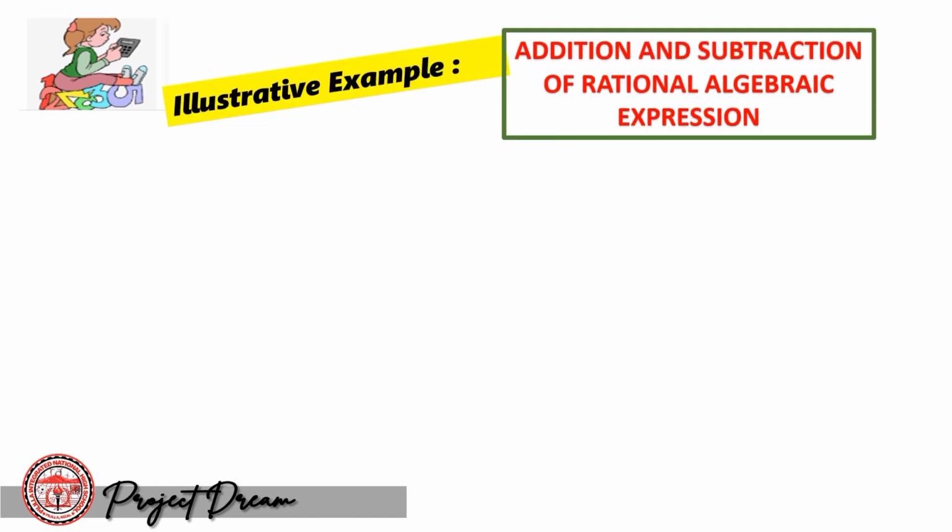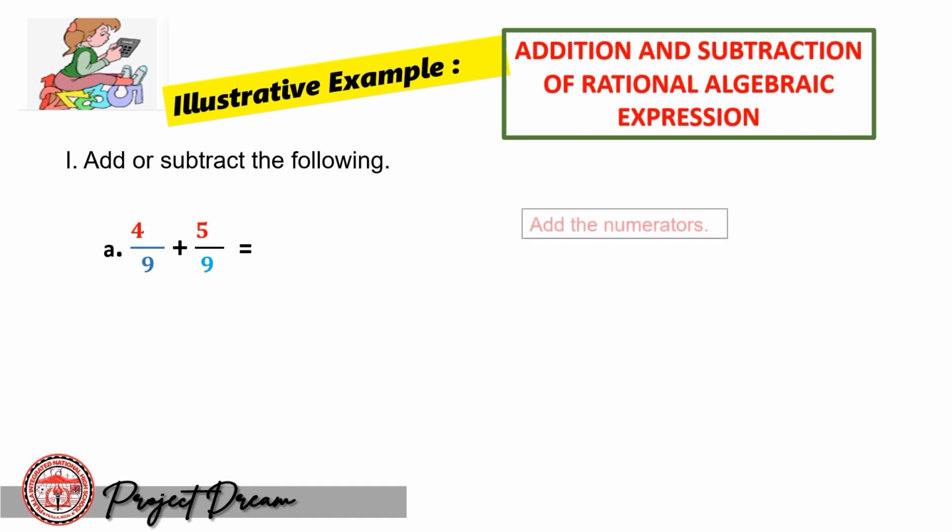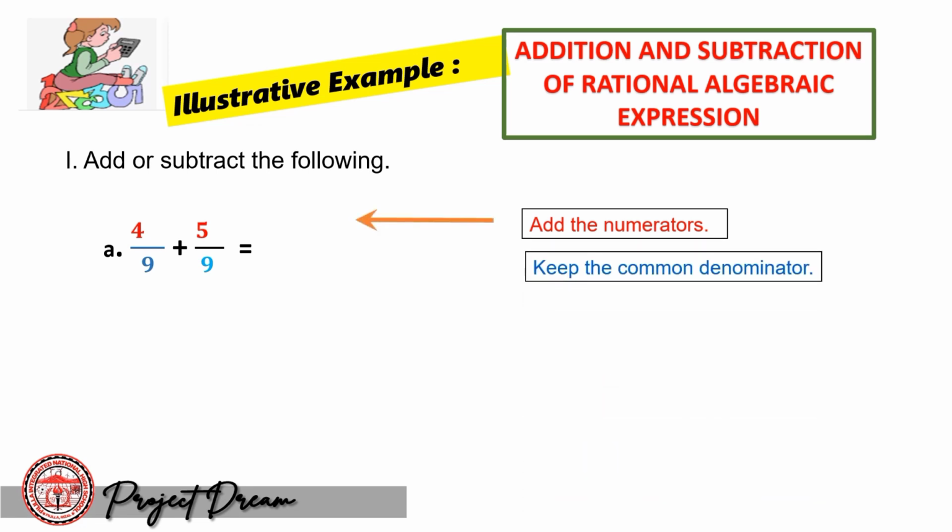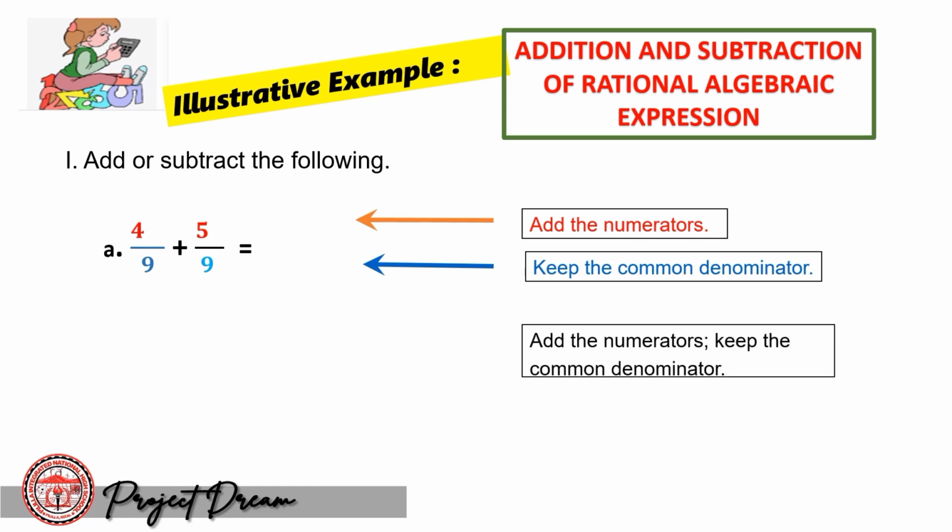Let us have our first example. Add or subtract the following. 4 over 9 plus 5 over 9 equals. The first thing that you're going to do is to add the numerators. So our numerators are 4 and 5. And you keep the common denominator, which is 9. Add the numerators and again keep the common denominator.